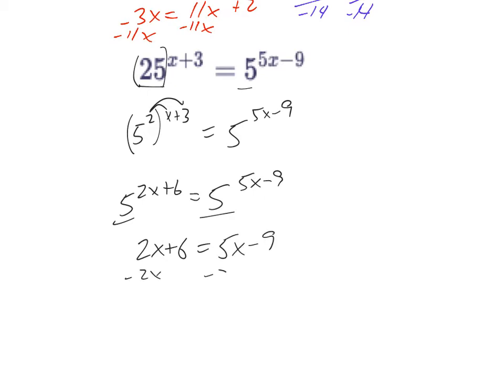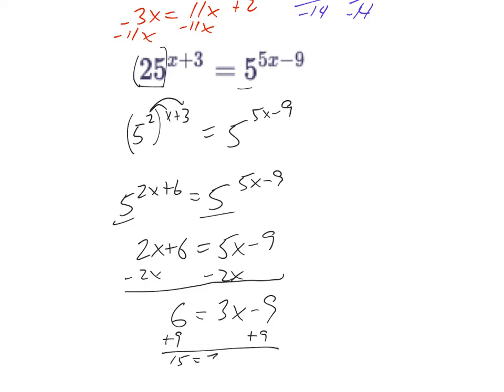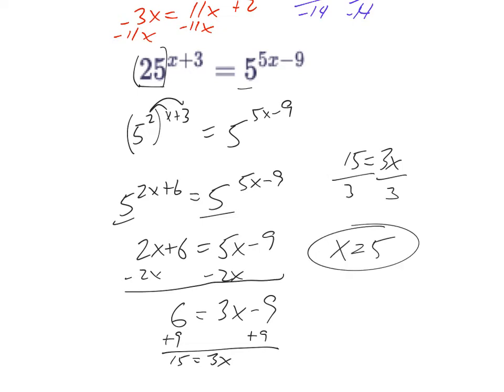Go to the smaller x and move it over. 6 equals 3x minus 9. Okay. And then I'm going to add the 9 to both sides. Again, this is now a recap of last unit. So 15 equals 3x. And finally, I can divide by the 3 on both sides. So x ends up equaling 5.